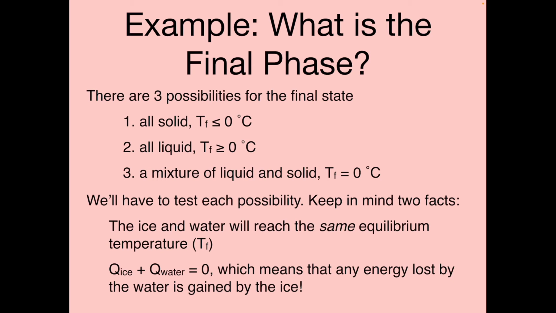These are the three possibilities, and we're going to test each one of them out to see which one is correct. As we test out these possibilities, we're going to have to keep in mind two really important facts. So the first is the ice and the water are going to reach the same equilibrium temperature. So it's the same T final. That's what it means to reach equilibrium. Everything is at the same final temperature. Also, the water and the ice constitute an isolated system. So that means Q ice plus Q water is equal to 0. Any energy lost by the water is gained by the ice. That's how you interpret this equation.